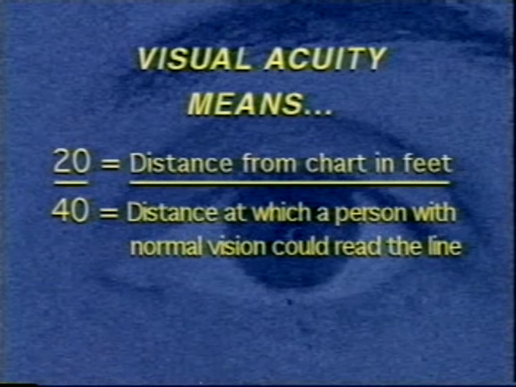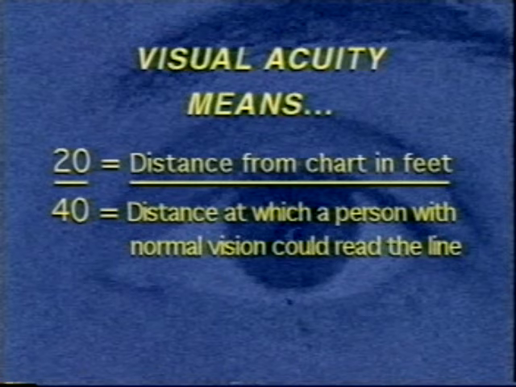Perfect visual acuity is 20/20. What exactly does this mean? The numerator is the distance from the eye chart in feet. The denominator is the distance at which a person with normal vision could read the same line. In our example, 20/40 vision would mean that this person can read letters only at a distance of 20 feet that a normal person could read at a distance of 40 feet.